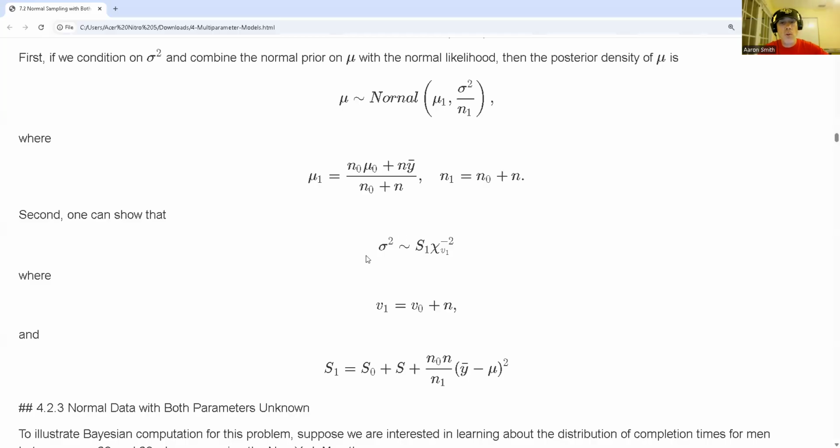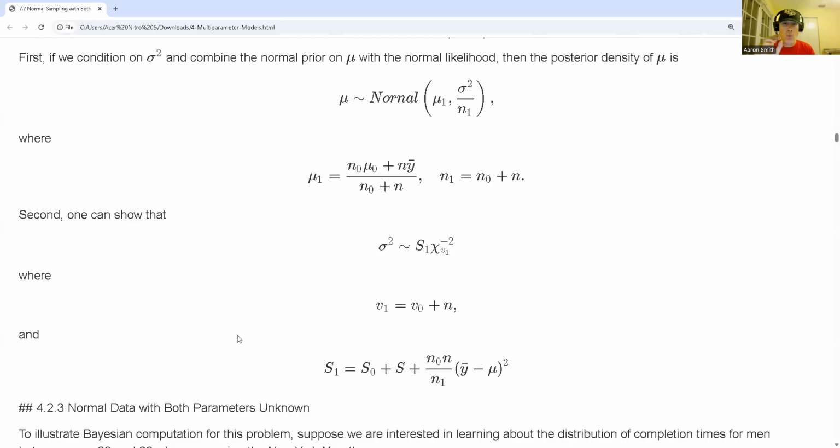We can also show that the variance is going to be S1 times inverse chi-squared, nu1, where nu1 is nu naught plus N. And then S1 is a little bit trickier, but I've got the two variance aspects, and then I'm adding on a new dispersion aspect. Okay, so why do we like this?